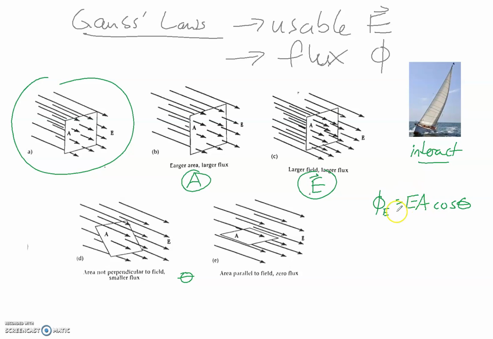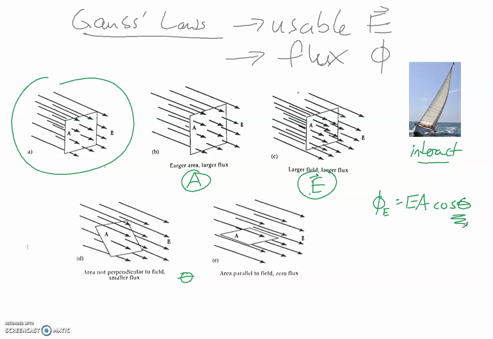So obviously, the stronger the field, the more interaction, the more flux you have to work with. The bigger the sail, the bigger the area, the more you can work with. That also improves how much useful flux you actually have. The tricky part, so to speak, is the angle part, because it's E cos theta.